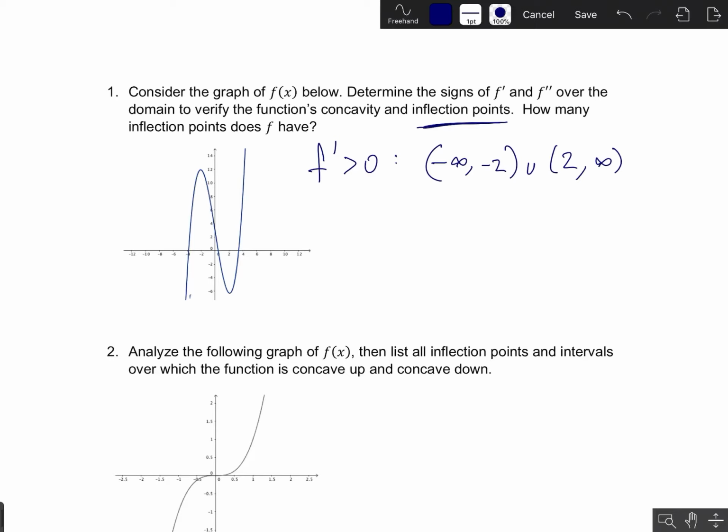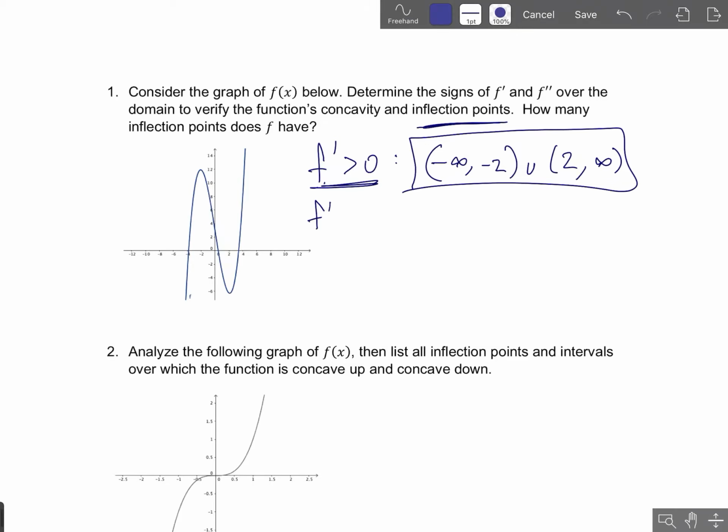Now, whenever you report when the derivative or second derivative is positive or negative, you're just going to report that in interval notation like this. And you're always describing the intervals in the domain. So in other words, the x values where this property holds. So the slopes are going to be positive for this set of x values. And then similarly, if we want the derivative to be negative, it looks like that happens between negative 2 and 2.